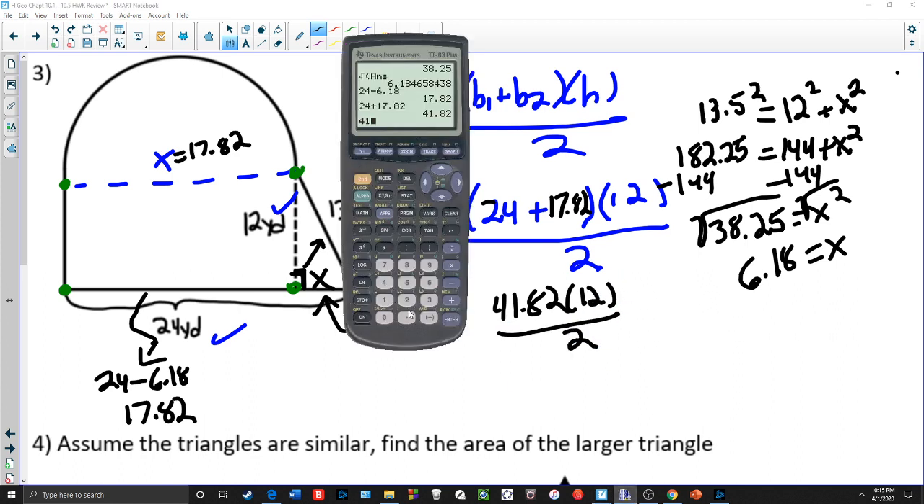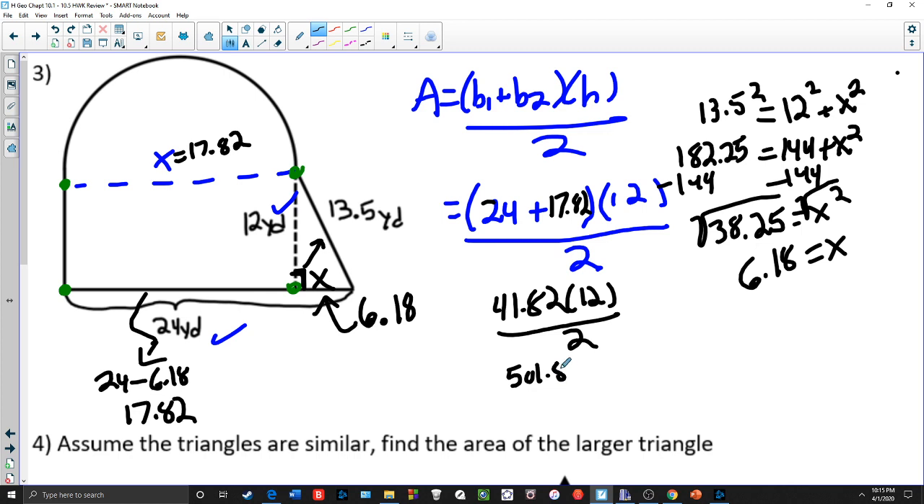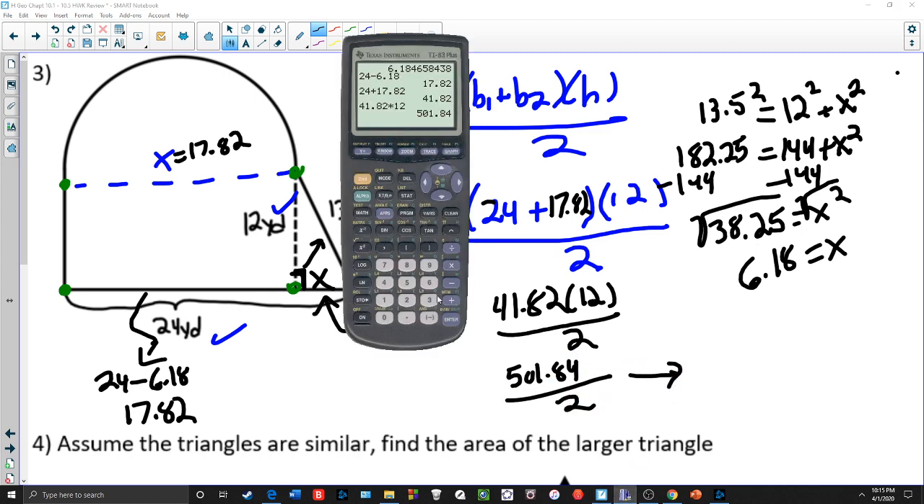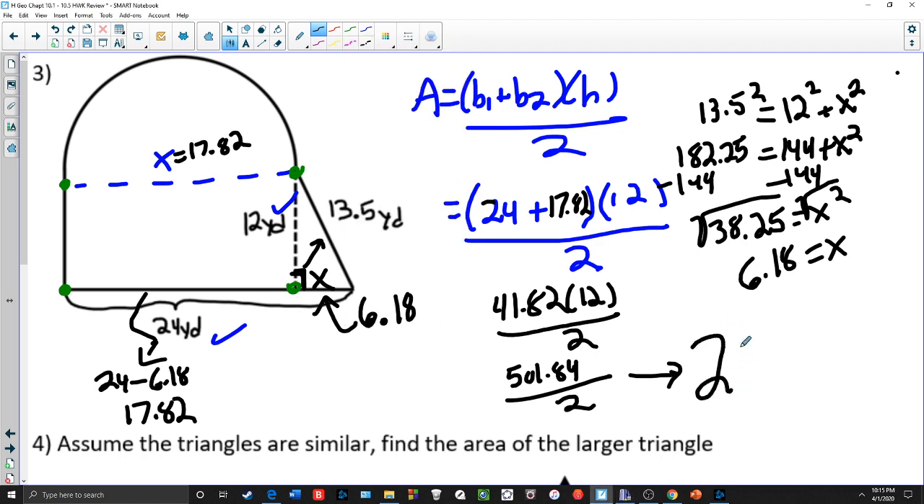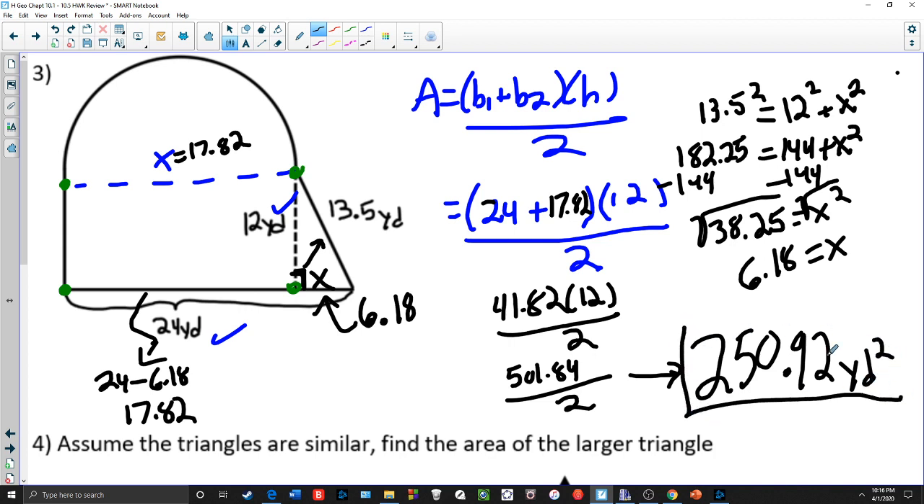This is how a pro shows their work. Times 12 gives me 501.84, divided by 2. And that gives us 250.92. Look at that, all nice and work shown. And we're not finished with the problem yet, because that gives me the bottom trapezoid. I still need the semicircle to add to it.